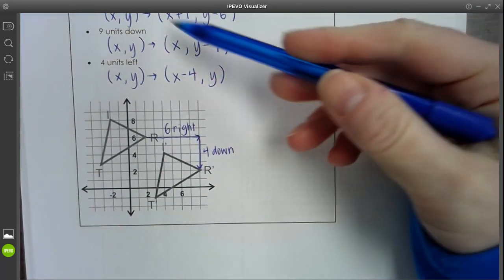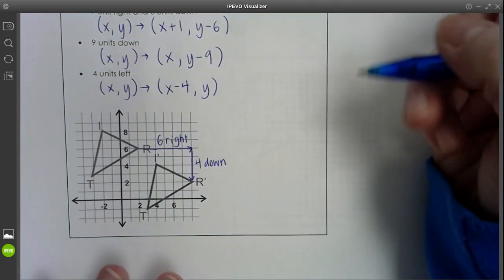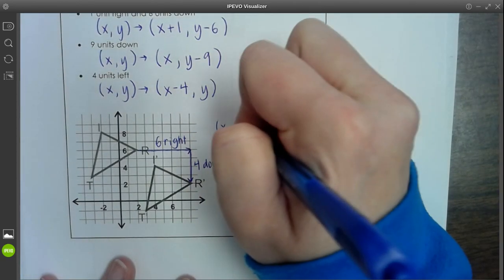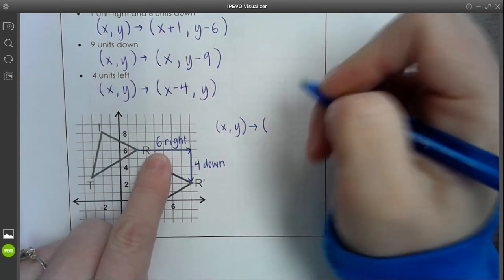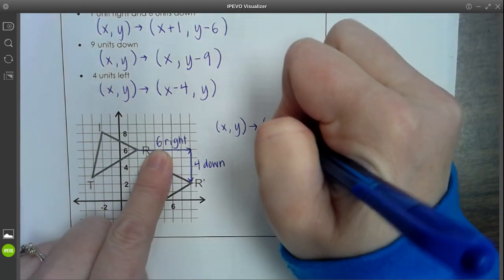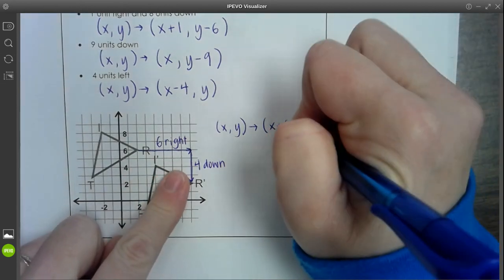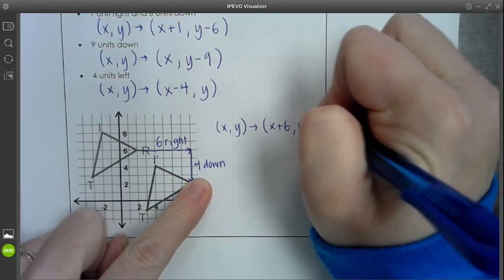Okay, so now that I've figured that out, I should be able to do it just like I did the rest of them. So this one is going to be x comma y maps to. Now 6 to the right is going to affect the x in a positive way to the right. And then 4 down, down is the negative direction, so I'm going to write y minus 4.